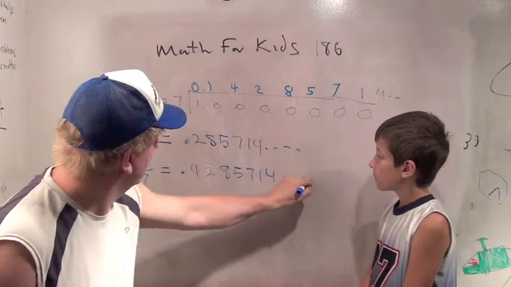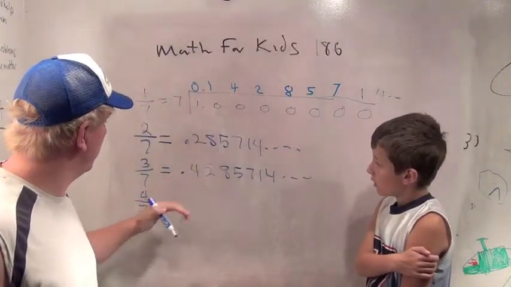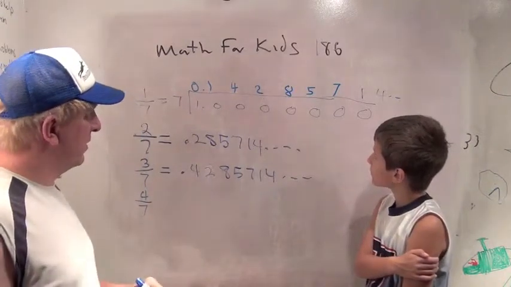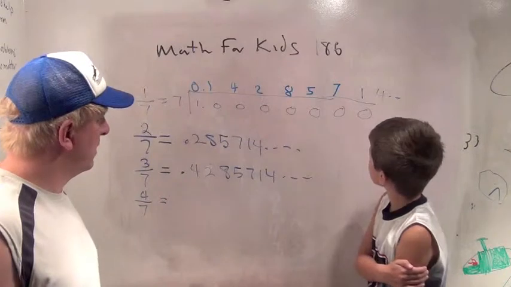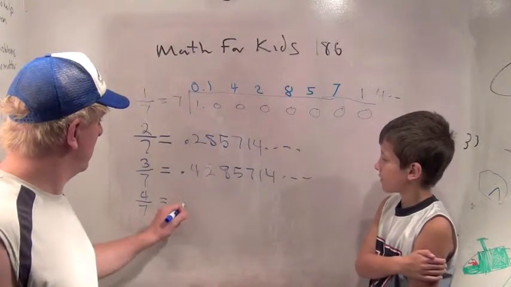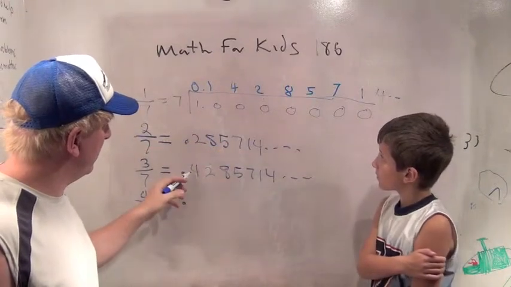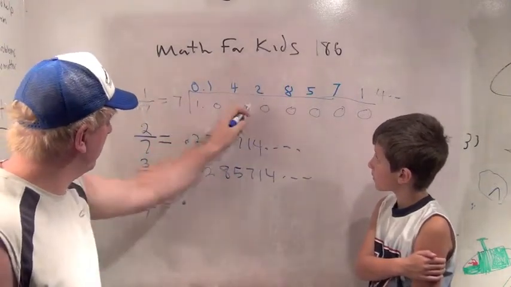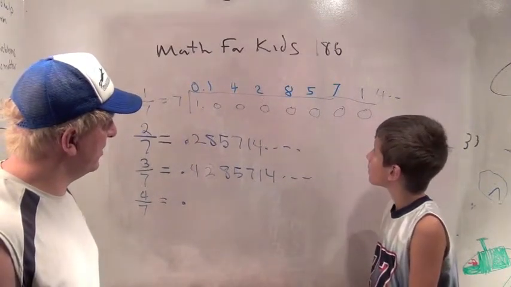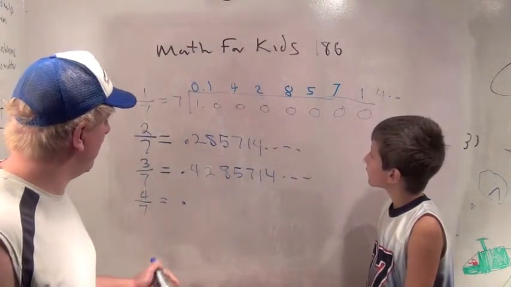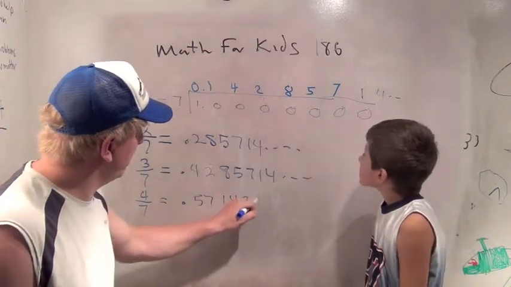0.428571, repeating. What do you think 4/7ths would be? Where can you start where it would be the fourth largest? So we go from 0.142857, 0.285714, 0.4285. So we started at 14, 28, 42. Where could we start next that would be a little bit bigger than a half? 57. 0.571428.